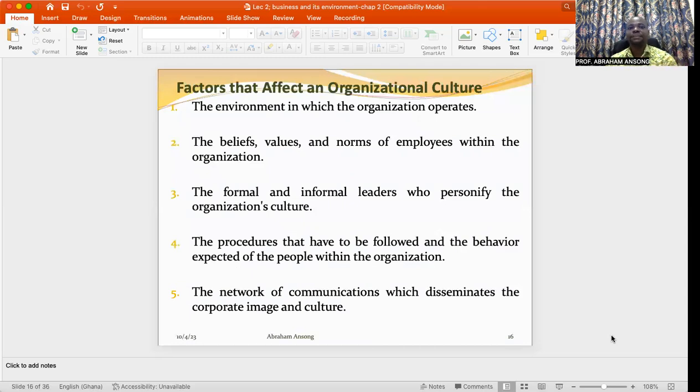Factors that can affect an organizational culture. The environment in which the organization operates is very, very important and can affect your culture. If you operate in an environment where certain values are not cherished, then it becomes a problem perceiving those particular types of culture within that organizational environment.